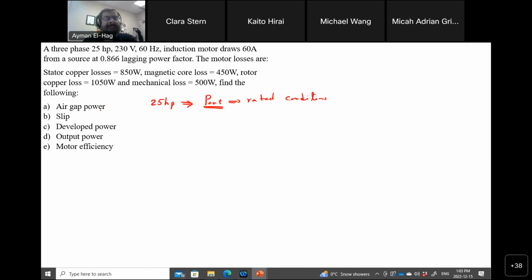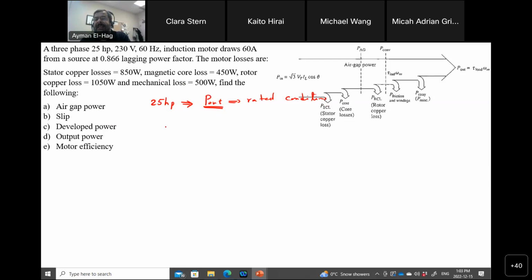So here we start. The question is, what is the air gap power? For that question, you can see there is no value for R or X, so you will not use the circuit. Instead, you will use the power flow diagram. That is the key point for this question. You want to find P AG, the air gap power, which is equal to the P in minus two types of losses: the stator copper loss and the core loss. In this question, the core loss has been separated from the mechanical loss. We have seen in some other questions that sometimes they are combined. If they are combined, we move this to the output power. But if they are separated, we keep it as per the power flow.